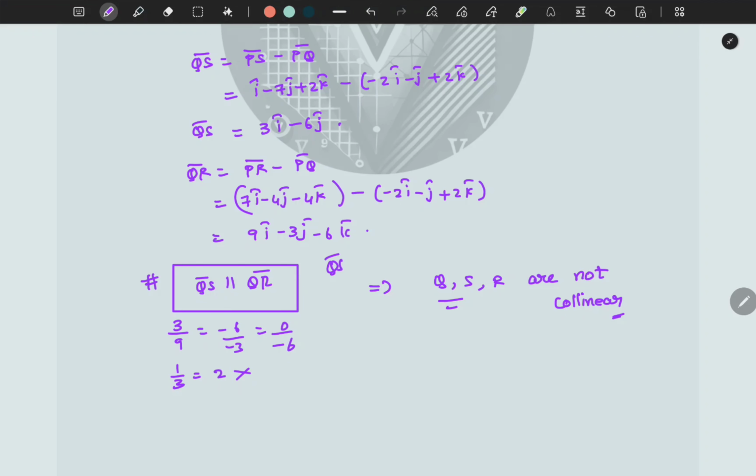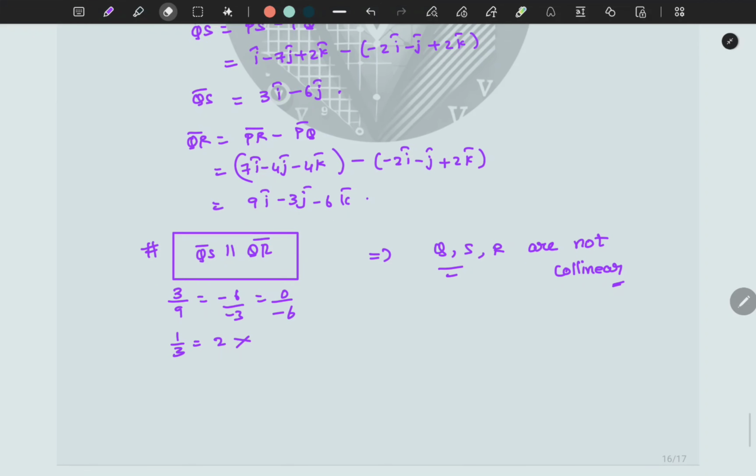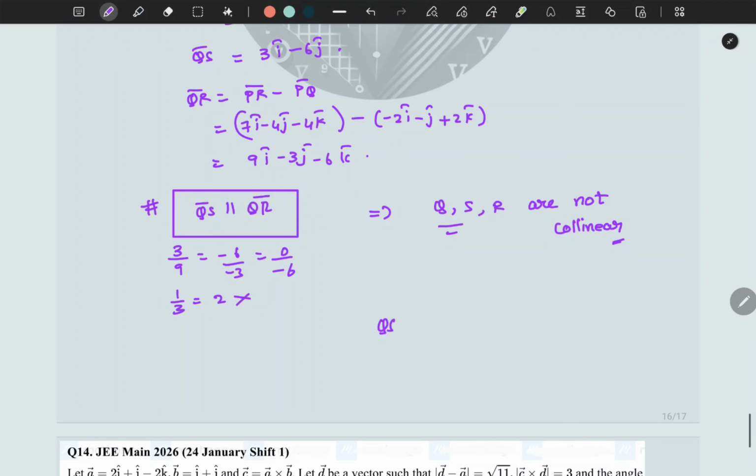I think I'm over explaining now. I think by now you might have understood QS is not parallel to QR, and that is a contradiction. That's why this question is deleted. Hashtag deleted. That's it.